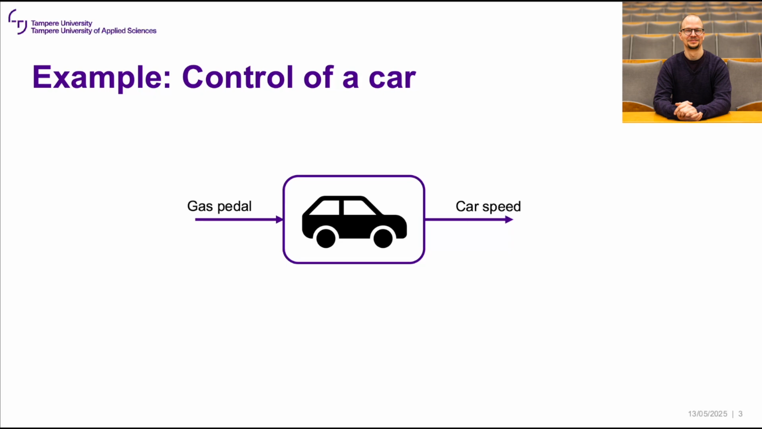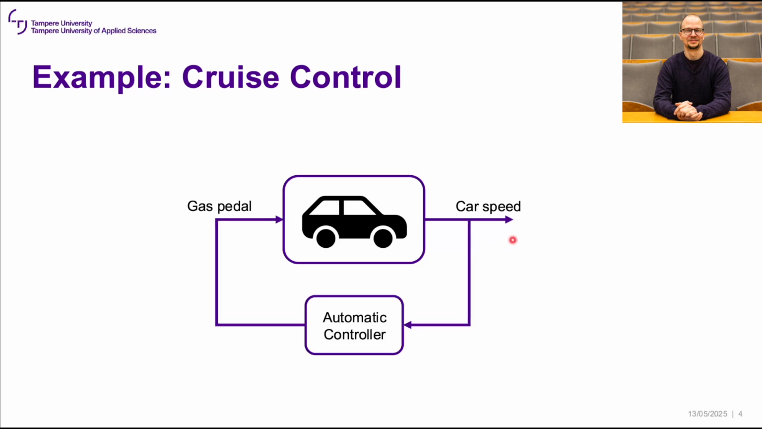And if we are interested in maintaining the speed of the car at a constant level, we can either do this by manually adjusting the gas pedal, or alternatively we can use cruise control, which is exactly designed to help us achieve this goal. And the cruise control is an automatic controller which uses the speed of the car to adjust automatically the gas pedal. And in fact, this controller, the cruise control, works because of some fundamental mathematical principles.